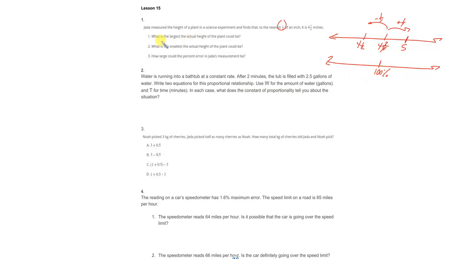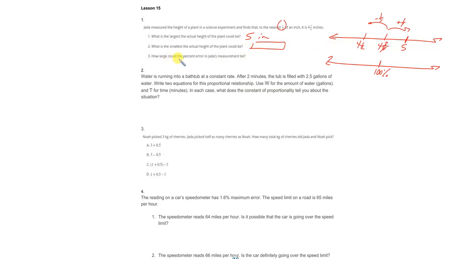This question wants to know what the largest actual height of the plant could be. That would be 5 if she's rounding that way. So that would be 5 inches. And the smallest amount that it could be is 4 1/2. Alright, so that one's going to be 4 1/2, which is right here.